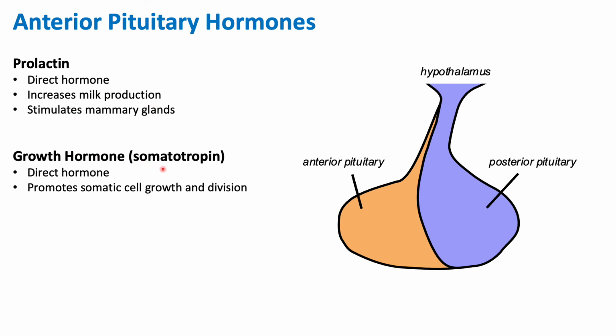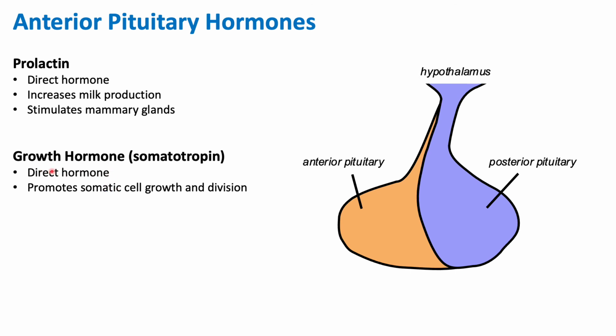Once it stimulates mammary gland development, it's also going to stimulate milk production from those mammary glands. Then we have growth hormone or somatotropin. It's also a direct hormone, so it will directly interact with the target area. And essentially, we can understand from the actual name that growth hormone is going to promote growth and cell division amongst somatic cells. So these are going to be our non-sex cells. So once again, both of these are direct hormones.